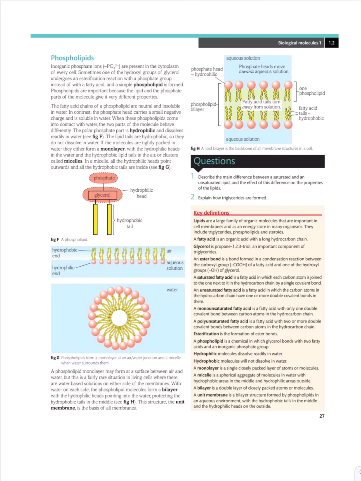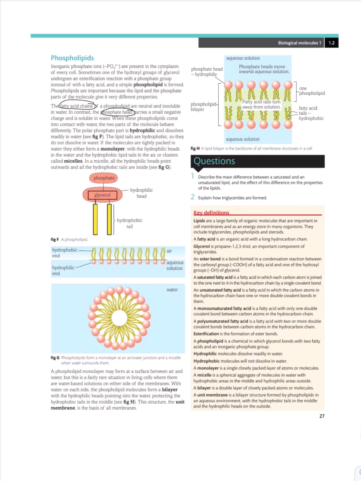So we've got a part that is hydrophobic, and we've got a part that is hydrophilic. When these phospholipids come in contact with water, the two parts of the molecule behave differently. The polar phosphate part is hydrophilic and dissolves readily in water. The lipid tails are hydrophobic, so they do not dissolve in water. If the molecules are tightly packed in water, they either form a monolayer with the hydrophilic heads in the water and the hydrophobic lipid tails in the air, or clusters called micelles.